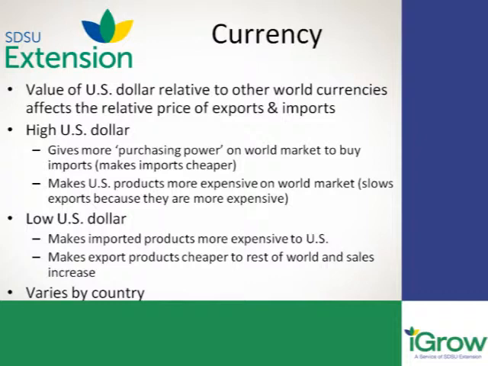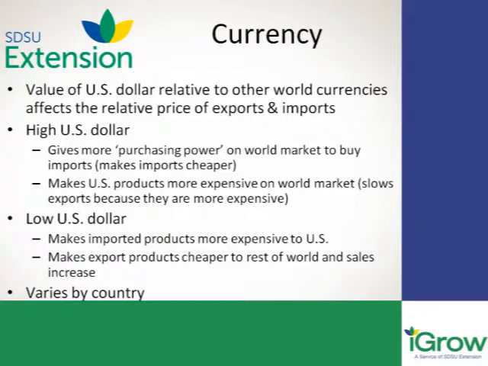So when you see a high U.S. dollar, it gives the United States more purchasing power on the world market to buy imports. Because we have a high dollar, we can buy more of another country's currency for the same amount of dollars, and that gives us the chance to realize cheaper imports. Conversely, a high U.S. dollar makes U.S. products more expensive to foreign buyers. It makes our products more expensive on world markets and consequently slows our export marketing down.